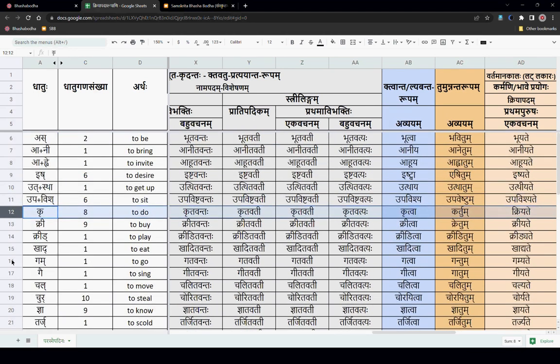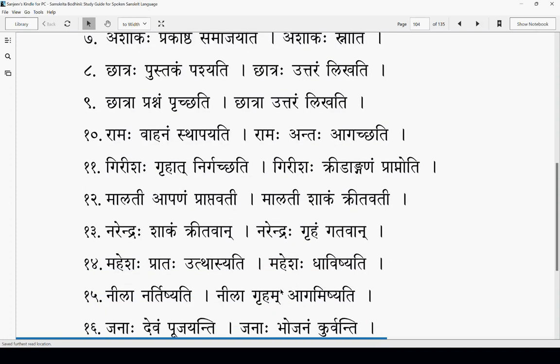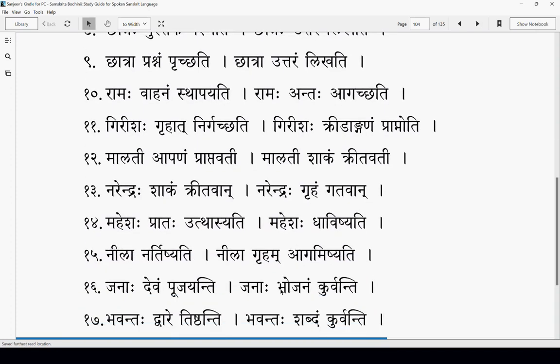Sir, I have a question. Number 15, page number 94, the exercise number 15. Nartishyati. Narti. There is no suffix here. There is no upasarga. Okay, then nartitva. Yes, nartitva.